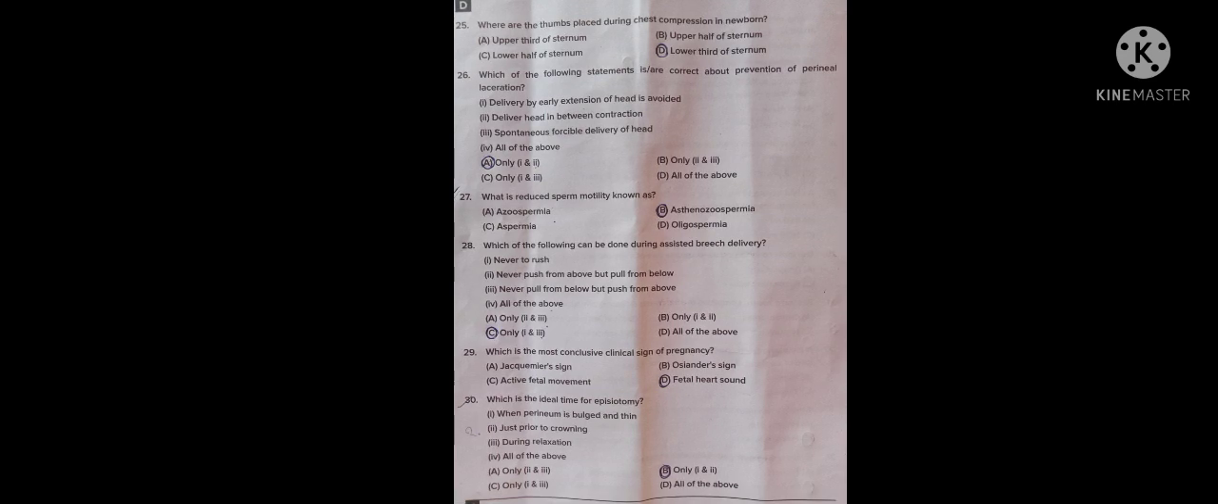Question number 25. Where are the thumbs placed during chest compression in newborn? Answer is option D, lower third of sternum. 26. Which of the following statement is or are correct about prevention of perineal laceration? Answer is option A, including 1 and 2. Next question 27. What is reduced sperm motility known as? Answer is option B, asthenozoospermia. Next is 28. Which of the following can be done during assisted breech delivery? The answer is option C, only 1 and 2. 29. Which is the most conclusive clinical sign of pregnancy? The answer is option D, fetal heart sound.